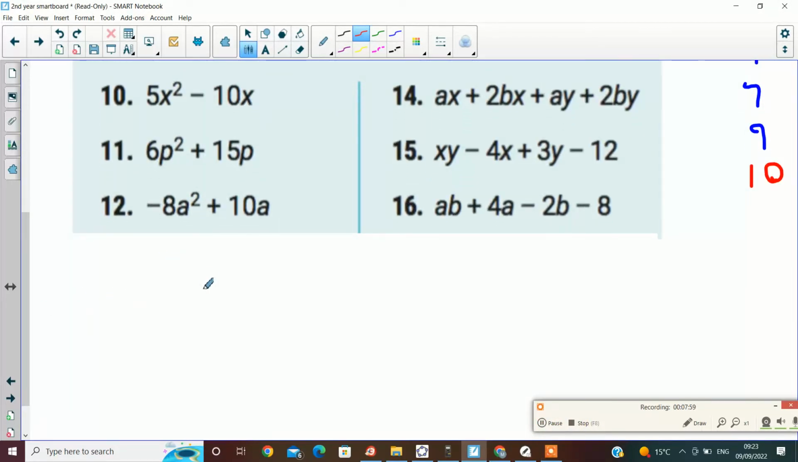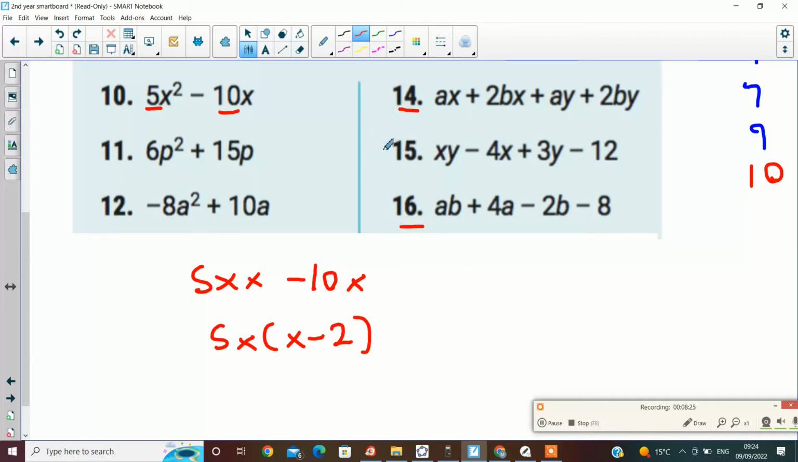Okay. 5x. Can you take 5 out of both of them? You can. What letter should you take out of both of them? X, yeah? So 5x into x minus 2. Sorted. That's it. Now, lads, what's the big difference with question 14 compared to what we've done previously? X minus 2.